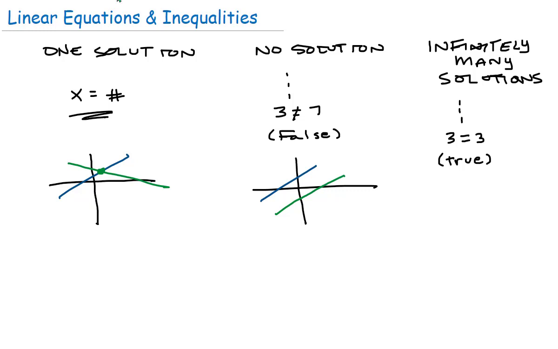And then the infinitely many solutions would be if you were to graph the 2 equations, when you graph them they're actually right on top of each other. They end up simplifying to become the same equation. So that's the possibilities that you'll get when you're doing these linear equations.